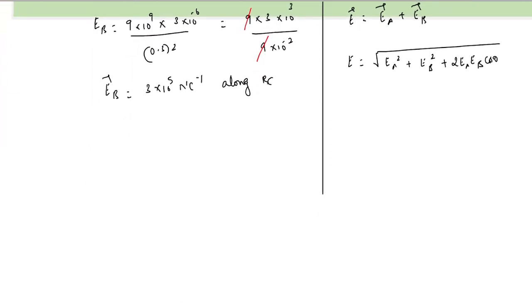So putting it back in this equation, what we get is E is equal to the square root of, this will be 9 by 5.